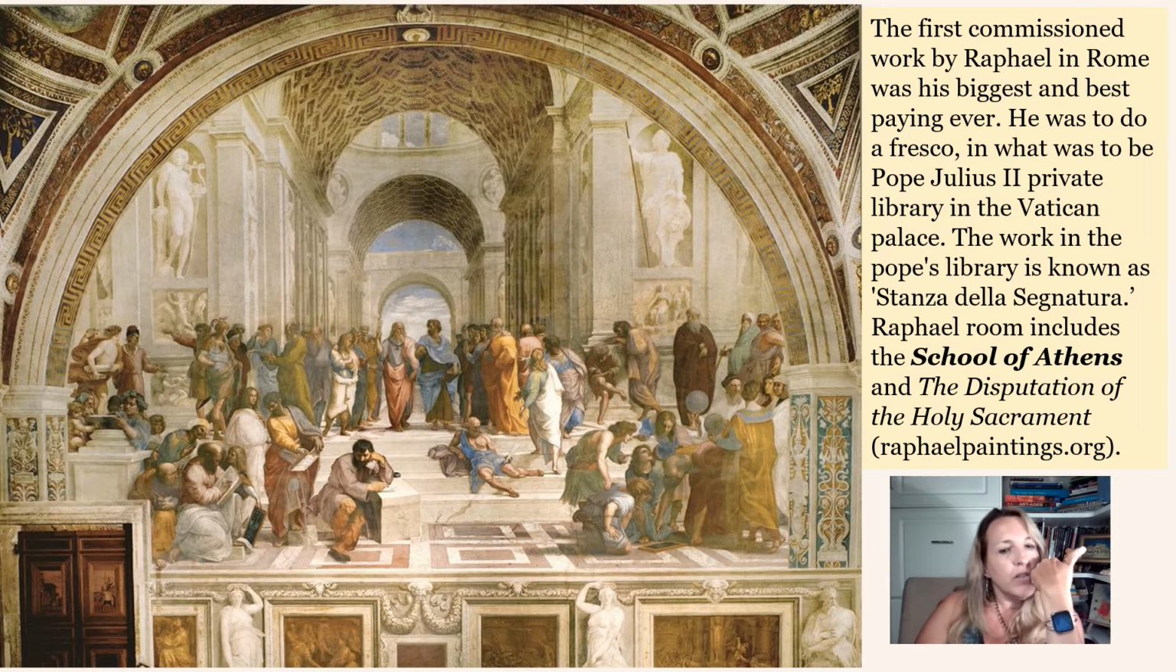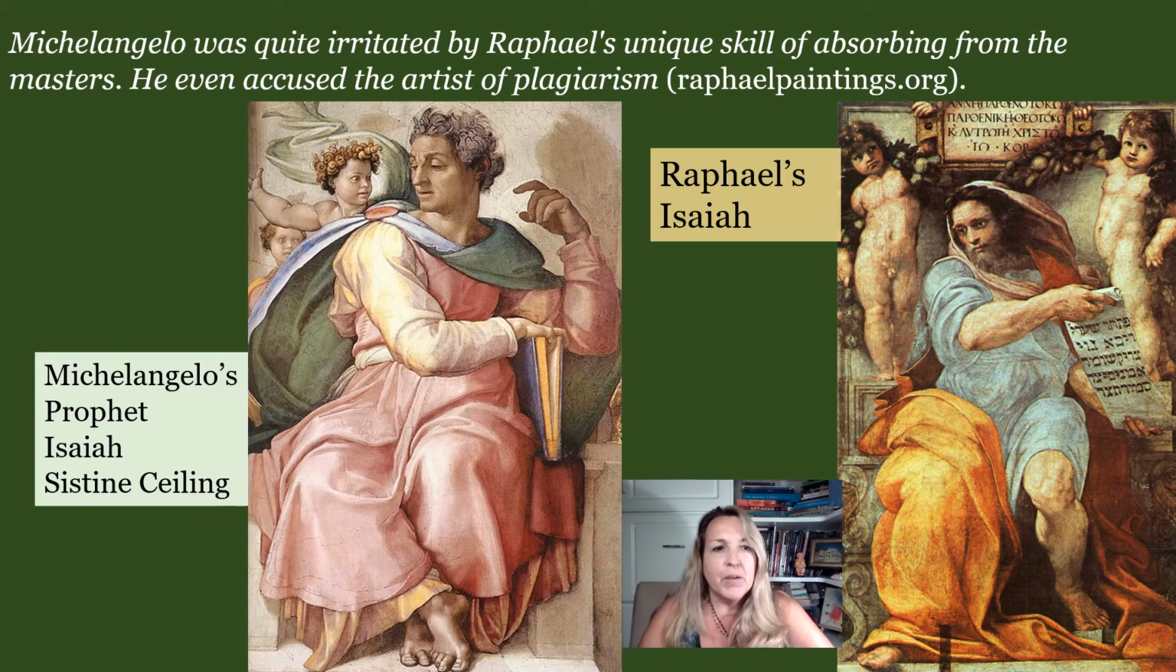The man that's leaning his head on his hand like this, and he's kind of pouting, is Michelangelo. So it's believed to be a little bit of a dig, I think. And again, a lot of the other personages are very, very important. So Michelangelo was quite irritated by Raphael's unique skill of absorbing the masters. He even accused the artist of plagiarism.